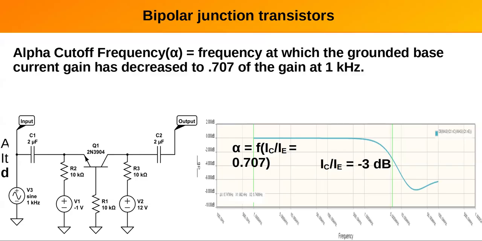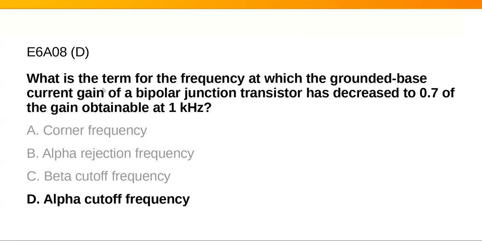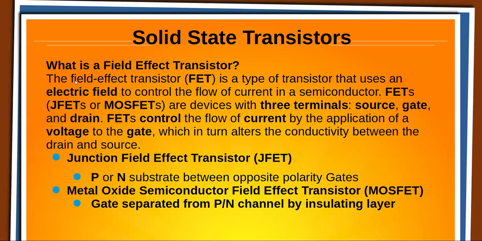I don't know why most people care, because like I said, I couldn't find it on data sheets. It took a lot of research to find that. Just memorize the answer. So what is the term for the frequency at which the grounded base current gain of a bipolar junction transistor has decreased to 0.7 of the gain obtainable at 1 kilohertz? You'll remember that one now, right? I won't remember why. You don't need to know why in this case.